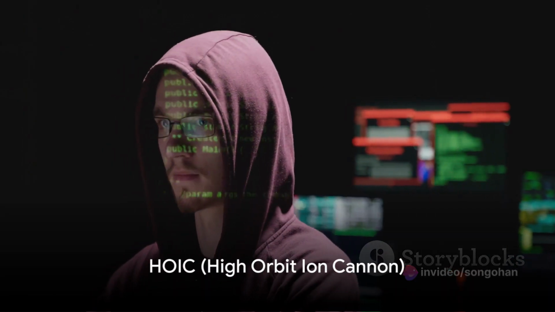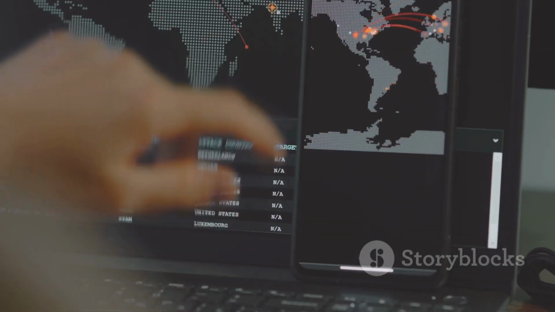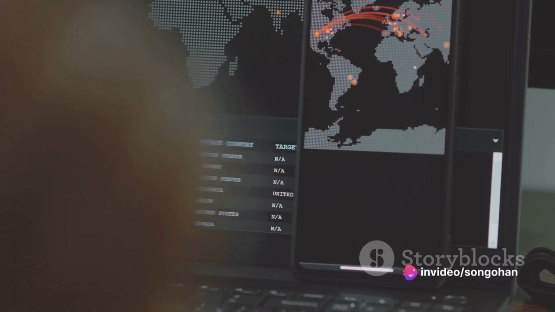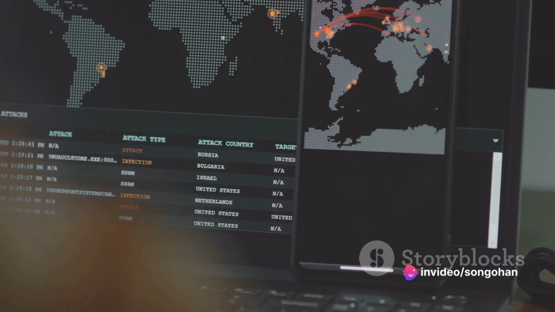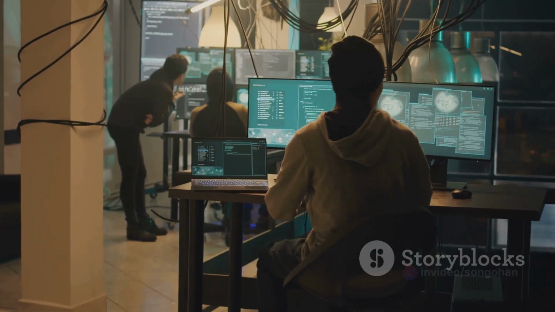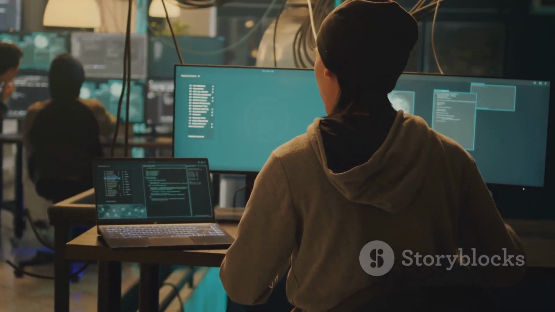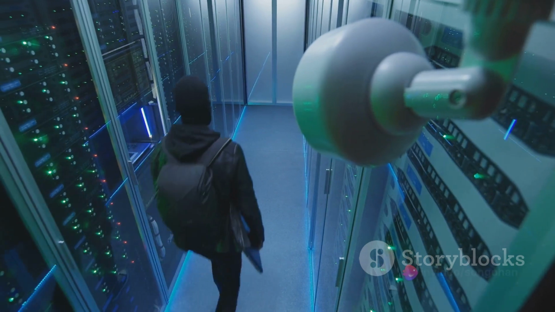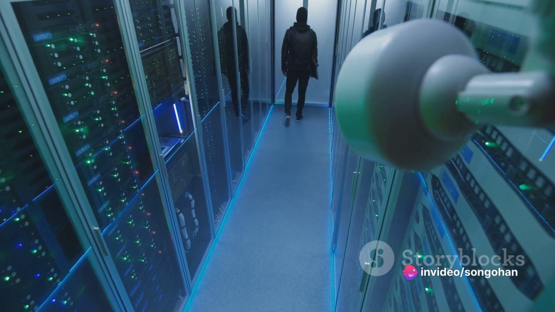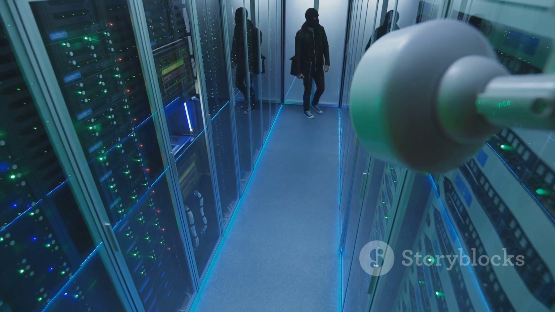Next on our list is HOIC, the High Orbit Ion Cannon. This tool is an evolution of its predecessor, the Low Orbit Ion Cannon, designed to cause even greater havoc in the realm of cyber warfare. The primary distinction between the two is HOIC's ability to launch a broader range of attacks, making it a more flexible and consequently a more dangerous weapon. HOIC works by generating a massive flood of randomized HTTP traffic, overwhelming targeted systems and causing them to crash.